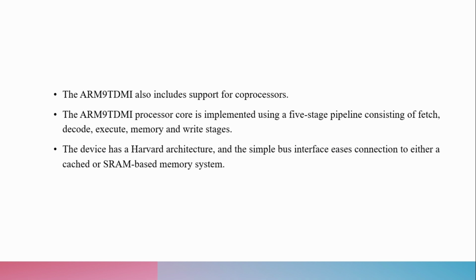The ARM9TDMI processor core is implemented using a 5-stage pipeline consisting of fetch, decode, execute, memory, and write stages. The device has a Harvard architecture, and the simple bus interface eases connection to either a cached or SRAM based memory system.